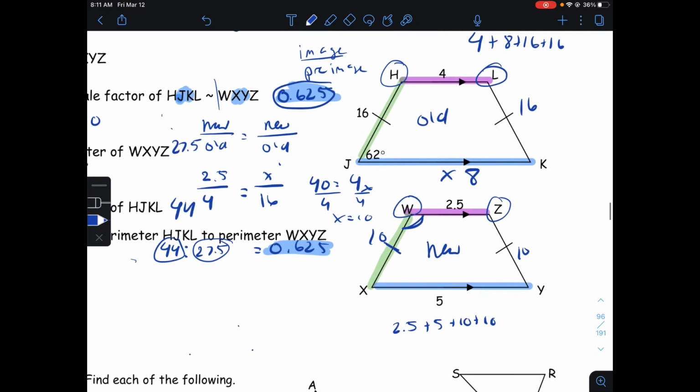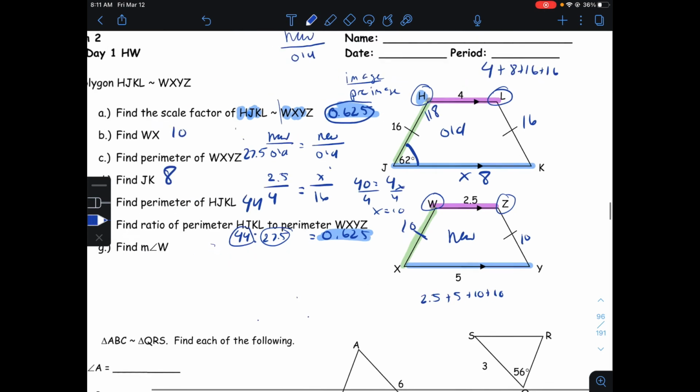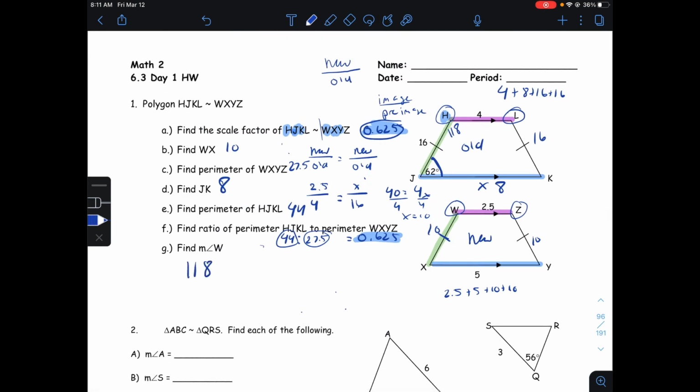And first off, we know that this guy is supplementary to this guy. So we could do 180 minus 62, and that's going to give us that this guy is 118. Okay, so if we look, H goes with W. So that means that they have to be congruent. So if that's 118, W has to be 118 degrees.